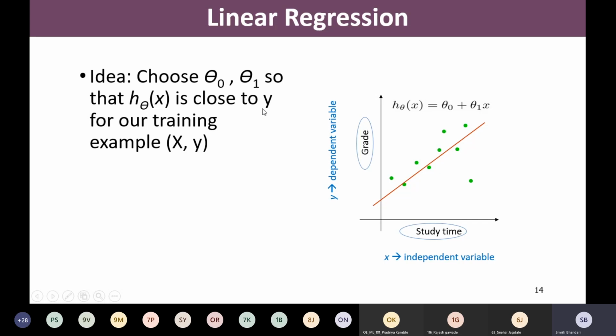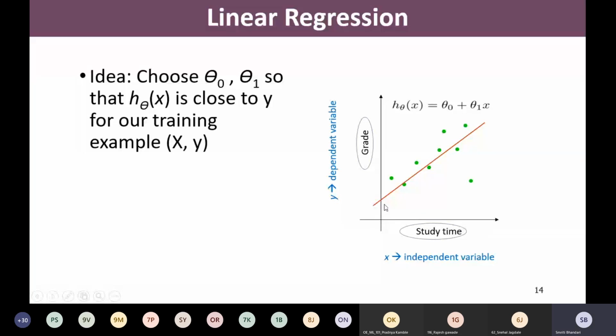So what is y here? Y is the known value, the known output in my training data set. So what I need is to come up with a regression line such that this line is very close.